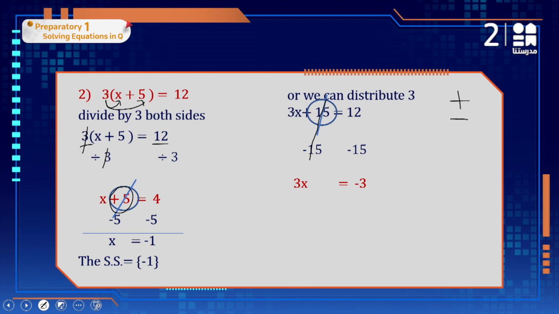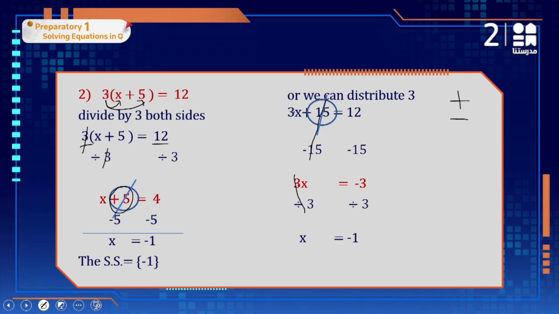Now we have 3 times x, so I need to divide by 3 both sides. 3 divided by 3 is 1, which is 1x, and negative 3 divided by 3 equals negative 1. We got the same answer here. It was negative 1 and we got negative 1. Okay, so the solution set equals negative 1.